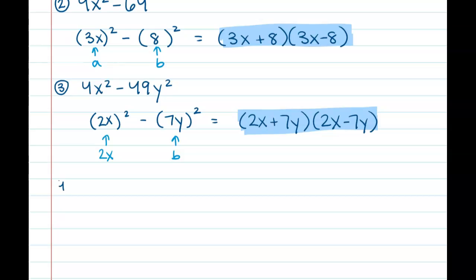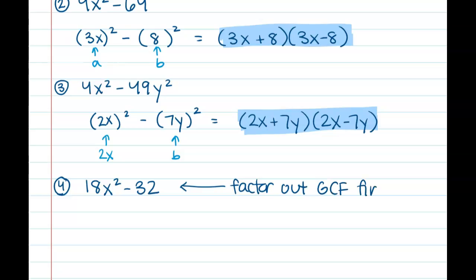Now let's factor 18x squared minus 32. So sometimes we look at this, and I know 18 is not a perfect square, and neither is 32. So I've got to do something. So let's check for a GCF. Sometimes you have to factor out your GCF first before you can actually factor it using difference of squares. So the GCF for 18x squared minus 32, only the first term has a variable in it. So we're looking at only the numbers, and the GCF of 18 and 32 is 2.